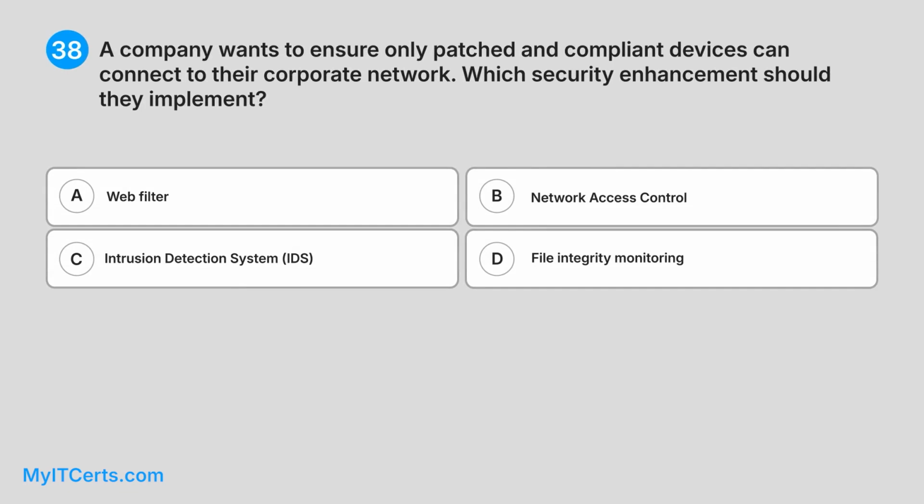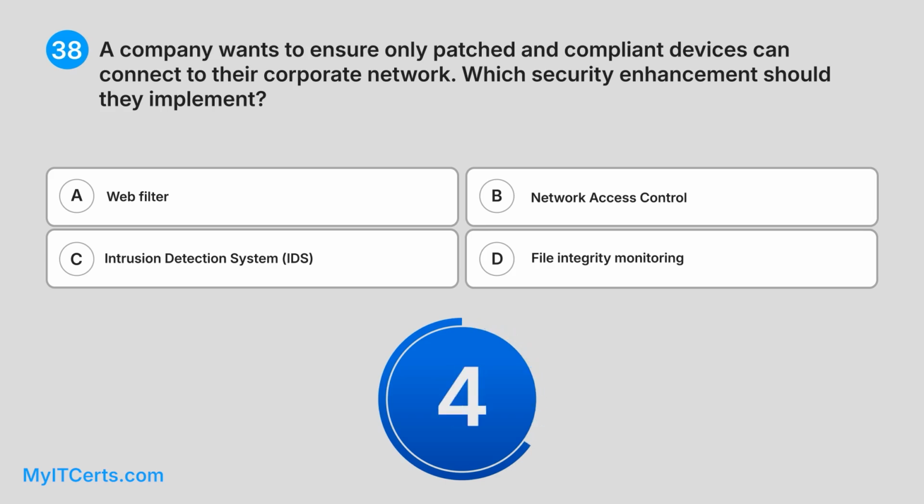38. A company wants to ensure only patched and compliant devices can connect to their corporate network. Which security enhancement should they implement? A. Web filter. B. Network access control. C. Intrusion detection system, IDS. D. File integrity monitoring. Can you guess the answer?